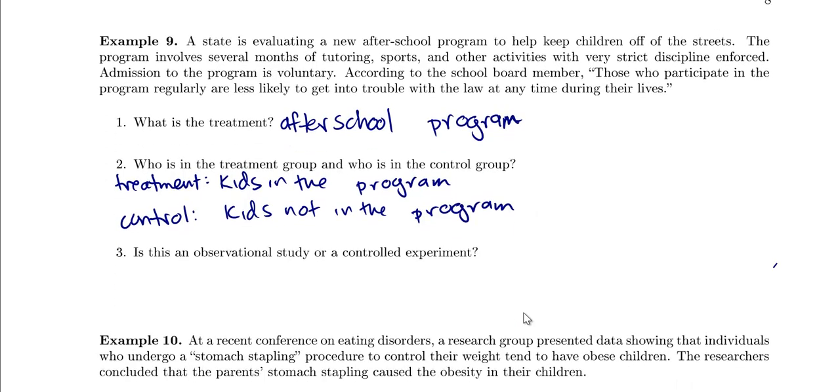And is this an observational study or a controlled experiment? Because students are deciding if they want to be in the study because they have to volunteer, then it would be self-selection, so an observational study.